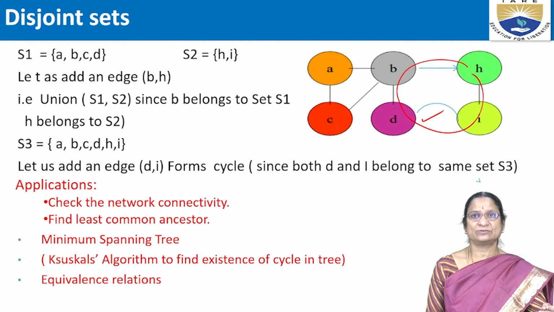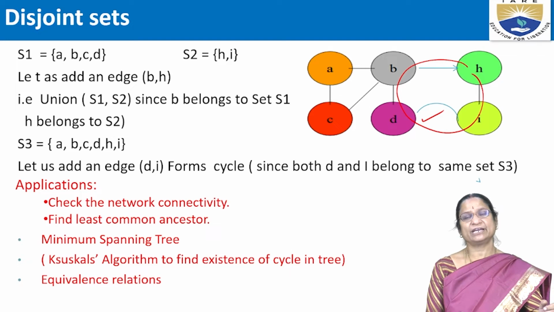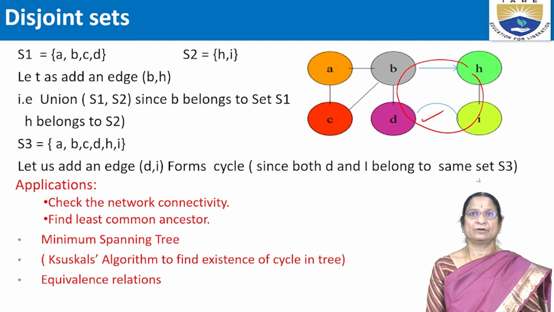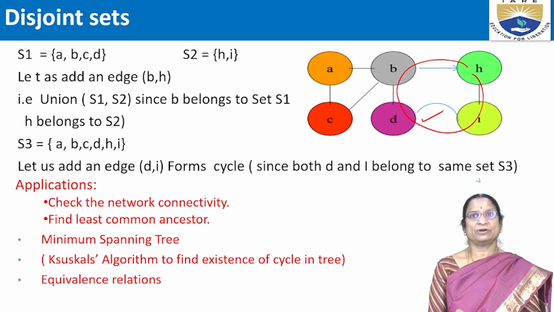As I specified earlier, various applications are there. Check the network connectivity. We will discuss that in the next video related to connected components of a graph. In that we would like to check connectivity of the graph. That is, articulation points will be identified through this particular set of disjoint sets only. This is one of the real-time applications, where network connectivity checking can be considered.